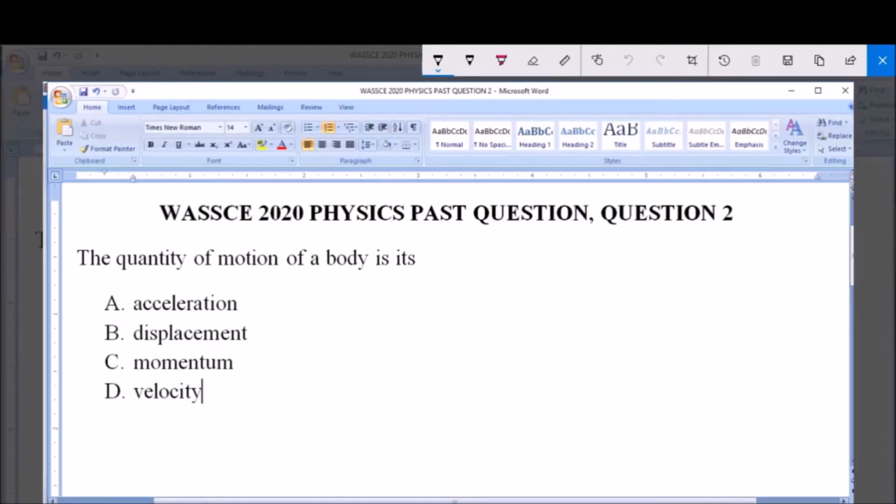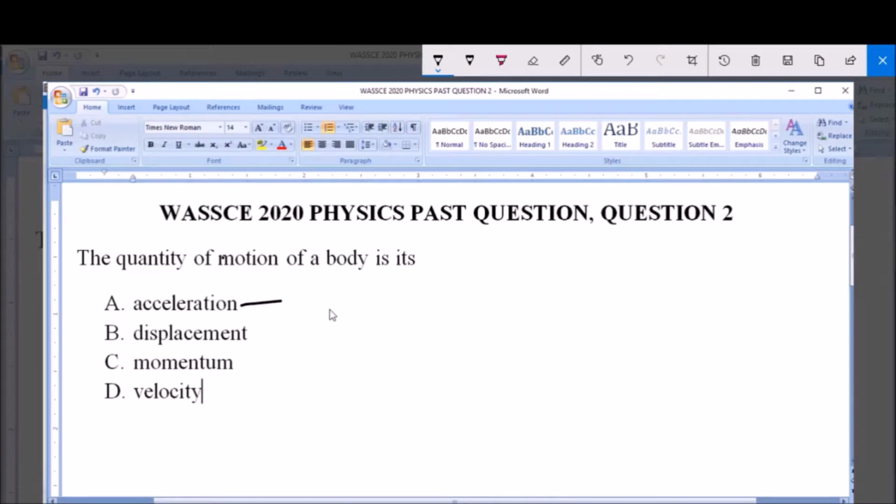I will be answering WAEC 2020 physics past question 2. The quantity of motion of a body is its: A, acceleration; B, displacement; C, momentum; and D, velocity. The question says, the quantity of motion of a body is its. Now let's briefly describe each of these.